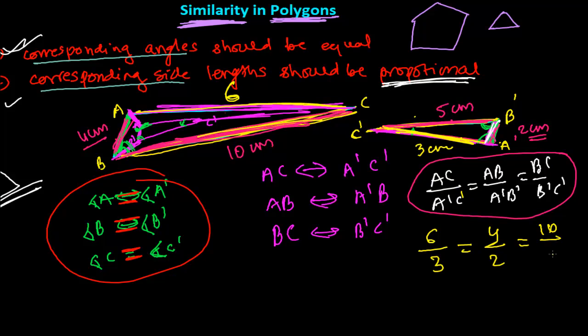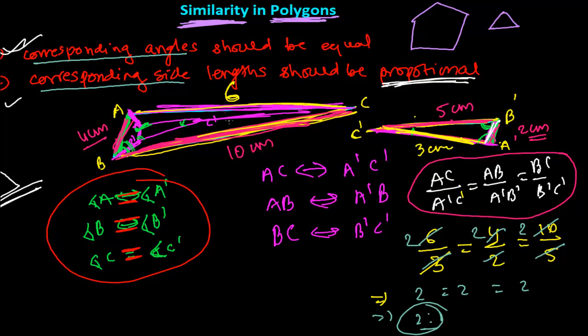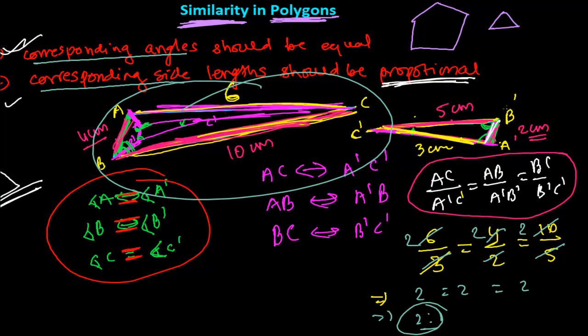So if you cut, what will you get? Everywhere you'll get 1 by 2, let's cut all of them. 3 times 2, 2 times 2, 5 times 2, which means everywhere you'll get 2. So what's your ratio of cutting? 2 to 1. This figure is just double of this smaller figure.